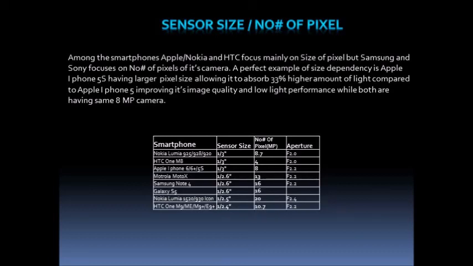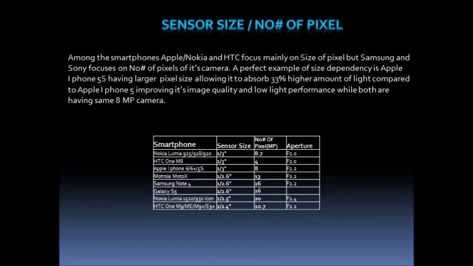This is a tabular chart where we have collected current-day smartphone cameras, and how they compare in sensor size and number of pixels. Here you can see that the Nokia Lumia has a 1/3 inch diagonal sensor, and it uses 8.7 megapixels. Then the HTC One M8 has the same 1/3 sensor size, but only 4 megapixels. So you can see that the pixel size is almost double what is used by the Nokia Lumia.